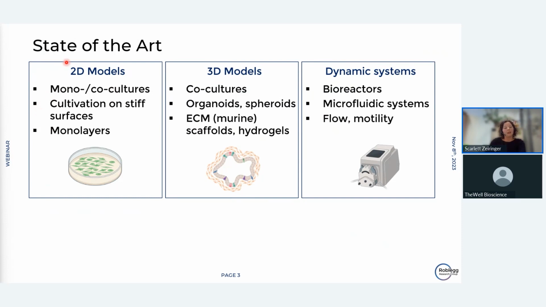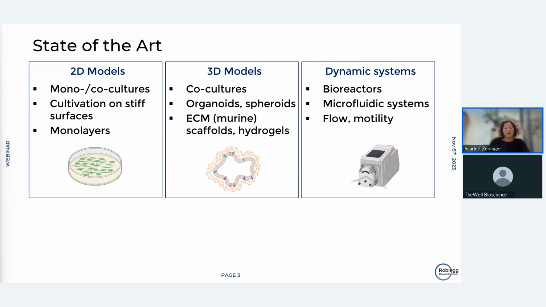In addition to 2D models, there are also so-called 3D models. These models can be divided into organoids and spheroids and into models that use scaffolds or hydrogels as a structural basis underneath the cells. For models which use hydrogel as a structural basis, often Matrigel, for example, an animal-derived substance, is used. As a third approach, there are dynamic systems using bioreactors, pumps, and microfluidic systems to mimic flow conditions or motility to simulate, for example, peristaltic movements.